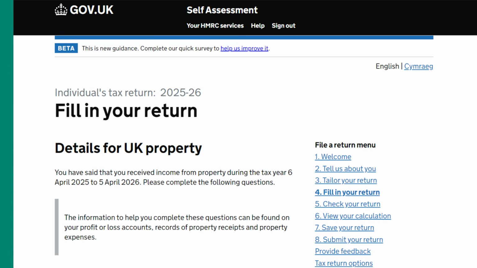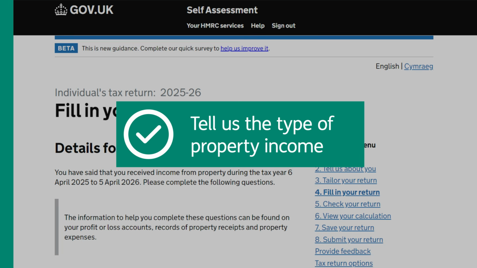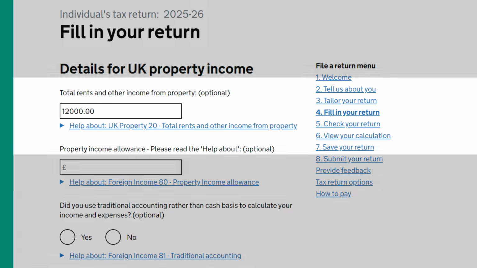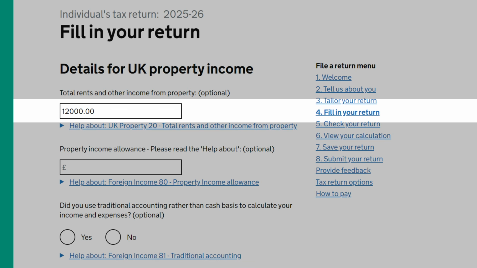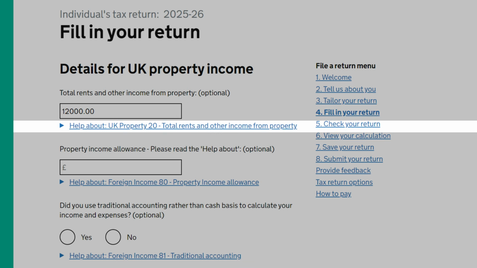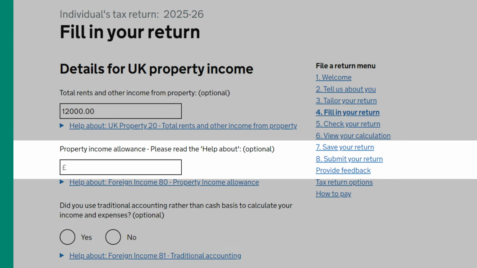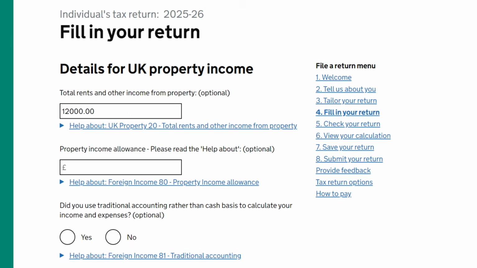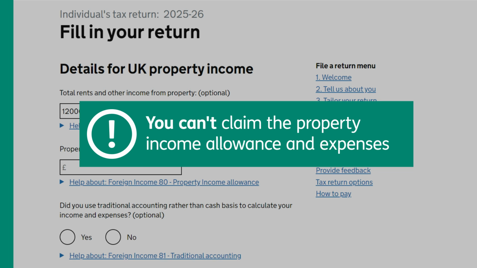To begin, tell us about the property income you had during the year. On this page, tell us how much property income you received. Use the Help About link for further guidance. We need to know if you're claiming the property income allowance. If you are, then you can't claim expenses.